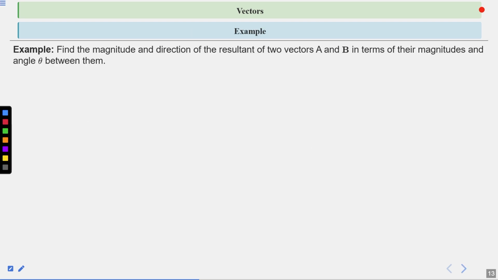Now one example. Find the magnitude and direction of the resultant of two vectors A and B in terms of their magnitudes and the angle theta between them. Solution. As shown in the diagram, here we have two vectors A and B, and the angle between the vectors is theta.